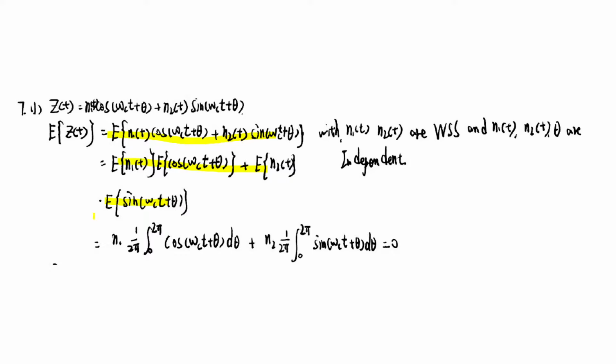And so we can then transform the equation like this, and by using the definition of the mean, it should be like this. And the integration of this part and the integration of this part should be 0, and so finally the mean of Z(t) should be 0, and it is a constant.